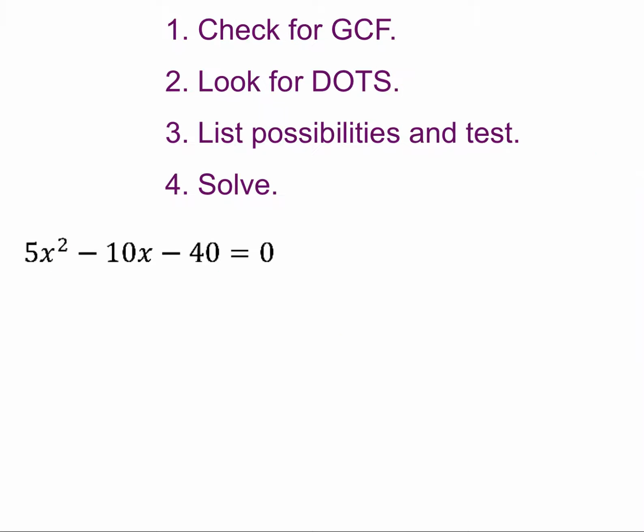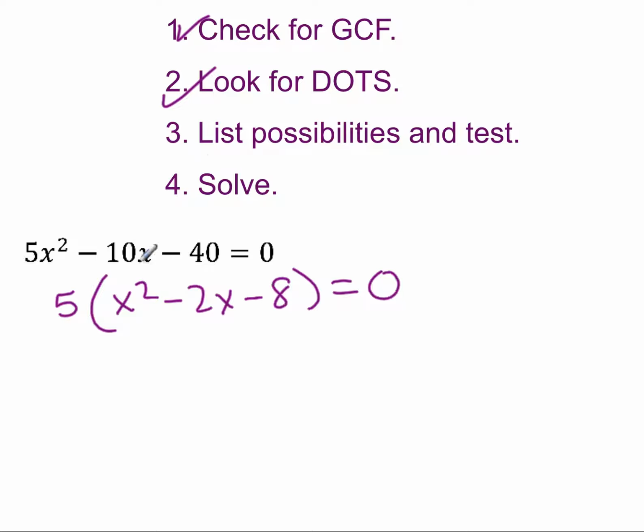Okay. So moving on, here's my list again. Check for GCF, look for DOTS, list possibilities and test, and solve. So my first step is to put it in standard form. It already is. Now I'm going to look for GCF, which happens to be 5. Now I'm going to look for DOTS. Well, there's 3 terms here, so it can't be a DOTS. So I'm moving on, list my possibilities.